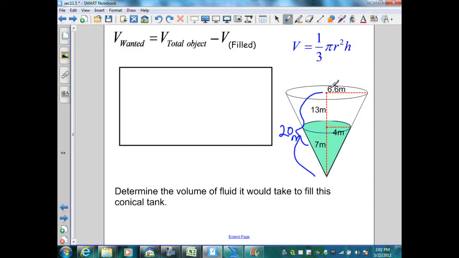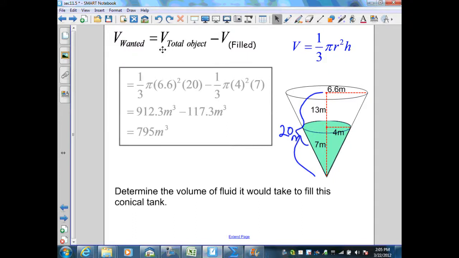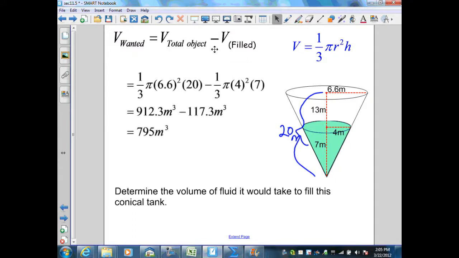So what I need to do is find the volume of the entire cone, subtract out the volume of the fluid that's in there, and then that would leave the remaining volume that could be filled. So what I have is the volume I wanted, which is the top part of my cone, and I want to take the volume of the total object, that's the total cone, and then I want to subtract out the amount that has been filled. Now I just substitute the values into the formulas, and then I simplify.